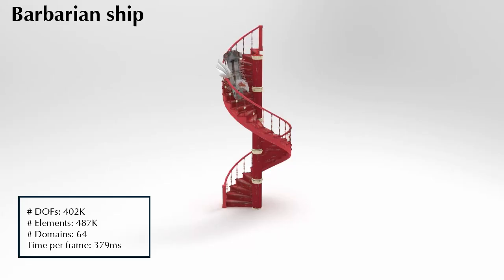In this scene, the barbarian ship slides down a spiral stair. There are 487,000 tetrahedron elements on the ship, which is decomposed into 64 domains. Our method uses 379 milliseconds to simulate one time step on average.